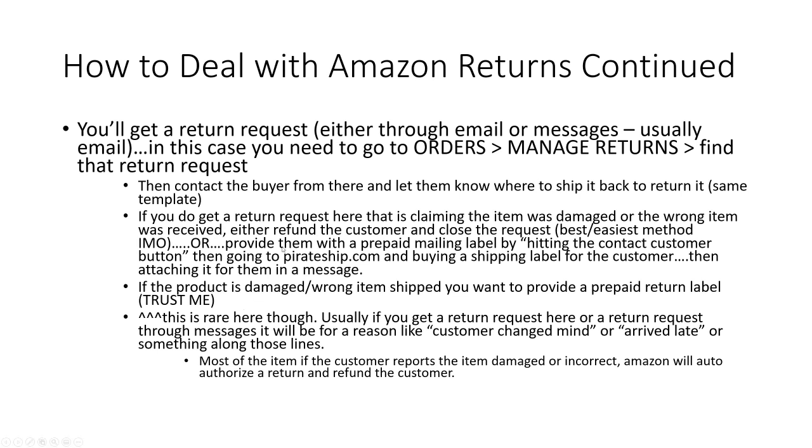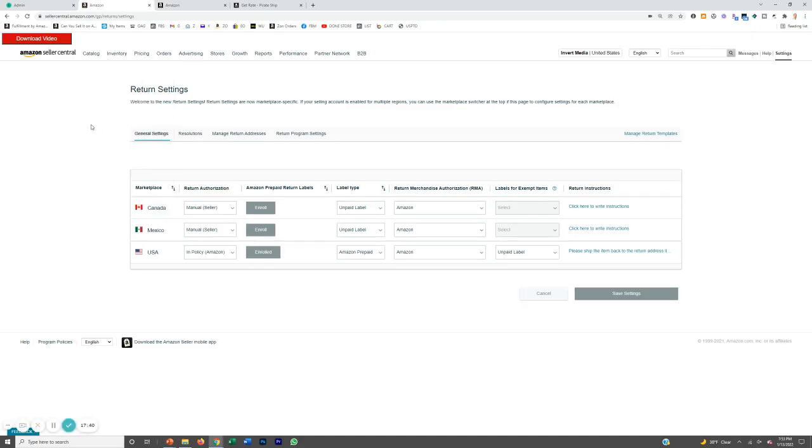Typically when you get a return request here that you have to go find in orders, manage returns, it's going to be because the customer changed their mind or they're going to claim something like it arrived late. When you actually, as a customer, go into your order and you file for a return, there's a number of different choices that you can click. And based on the choice that the customer clicks is going to be how they're able to return the item, right? Whether it's auto authorized, whether they're going to message you, and so will your return policies as well, and so on and so forth. And that's basically how you handle returns and the overall strategy there, right?